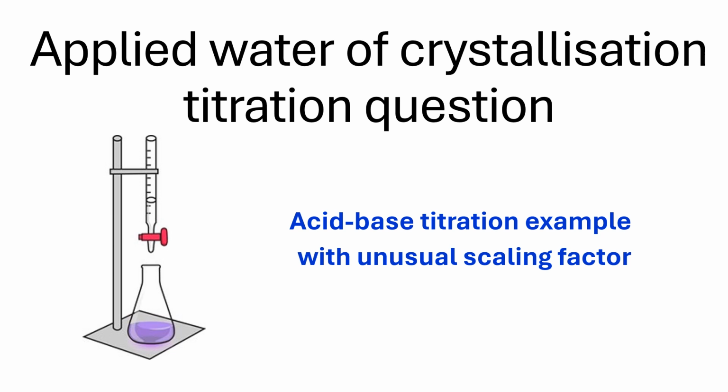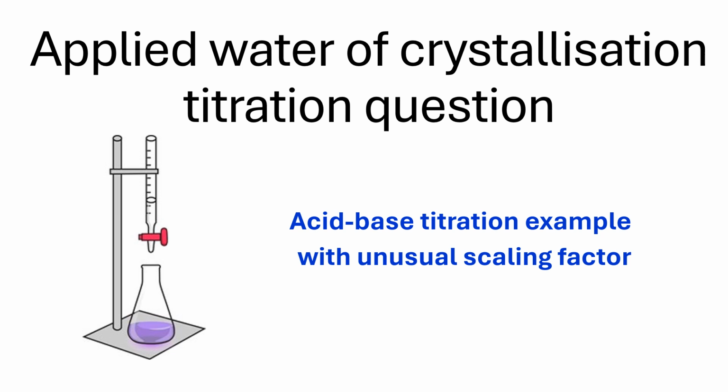Hello and welcome to this look at an applied water crystallization titration question. It's applied because of two things. Firstly, you're finding the water crystallization from a titration technique rather than heating to constant mass, which is more commonly found in water crystallization questions at A level. And secondly, because it's got an unusual scaling factor. Usually you come across 25 centimeters cubed in the conical flask, and it comes from a 250 centimeter cubed sample.